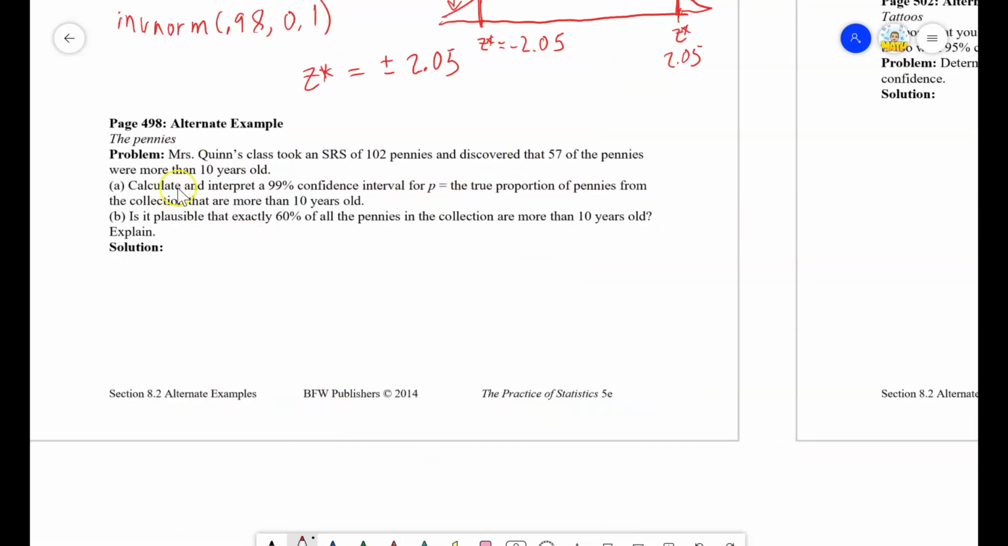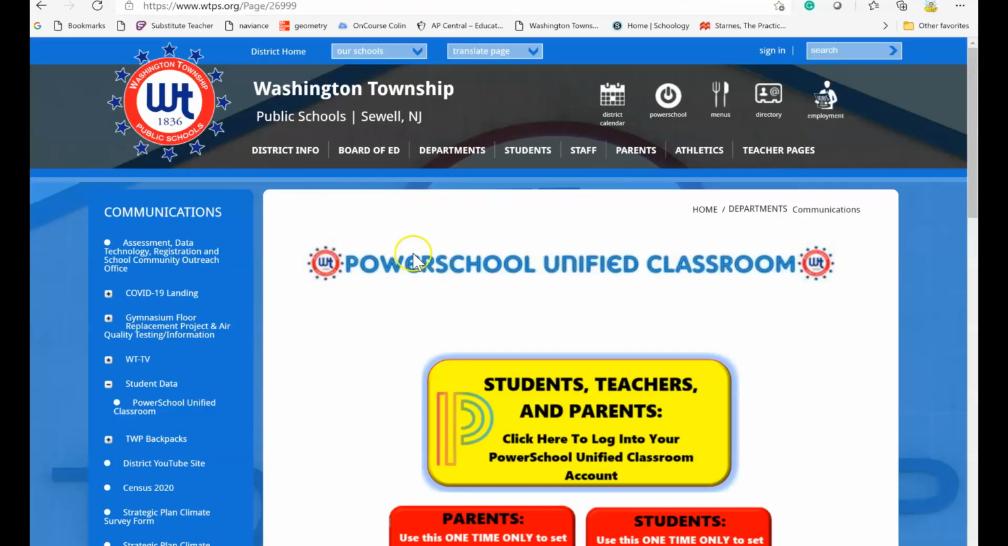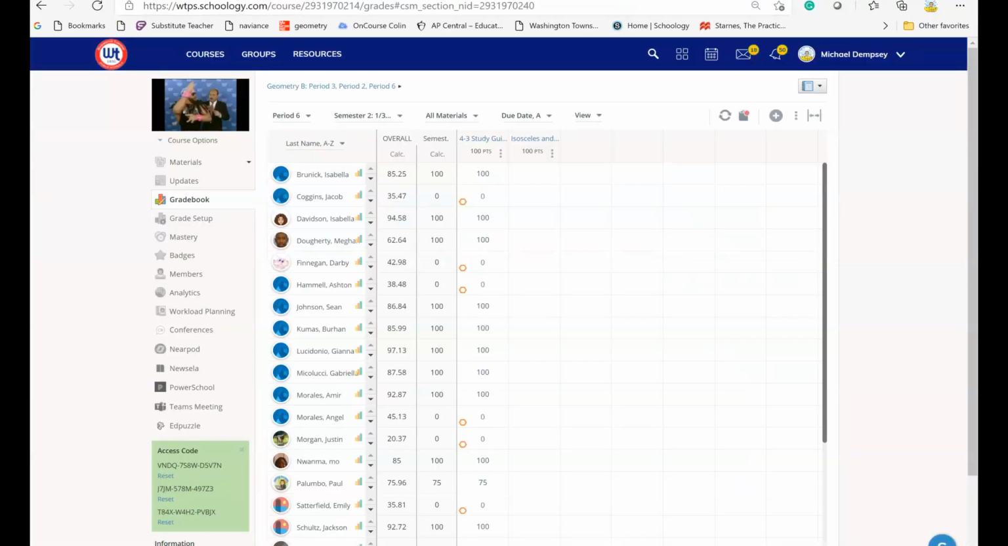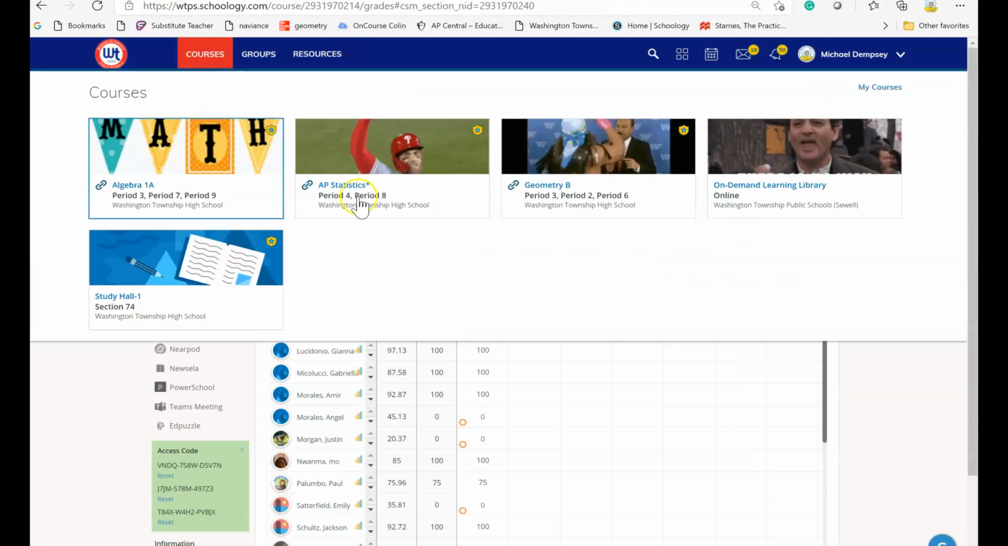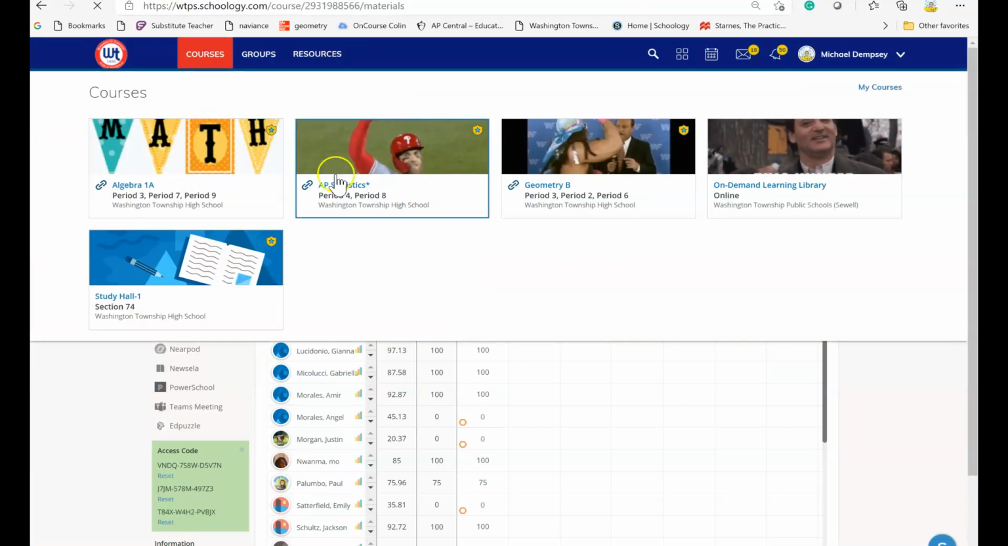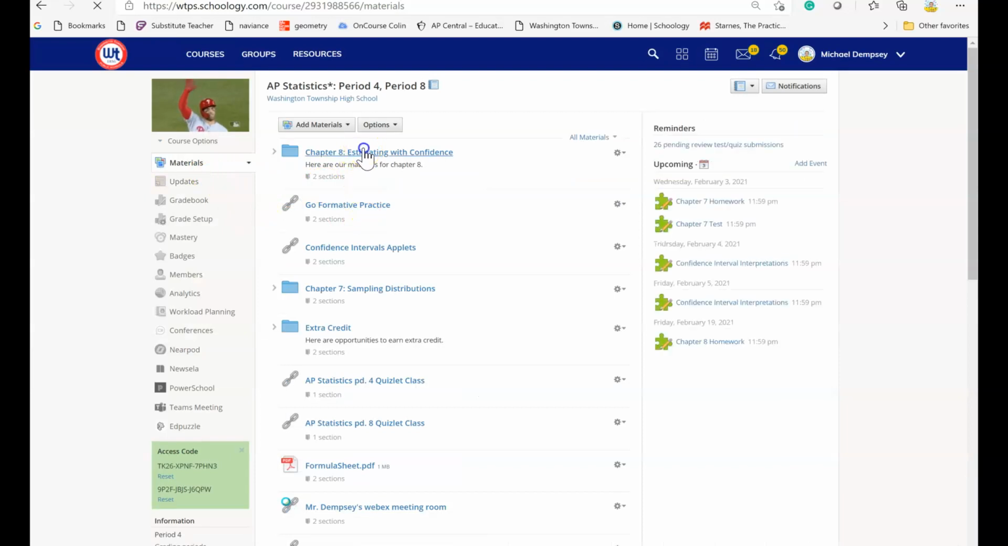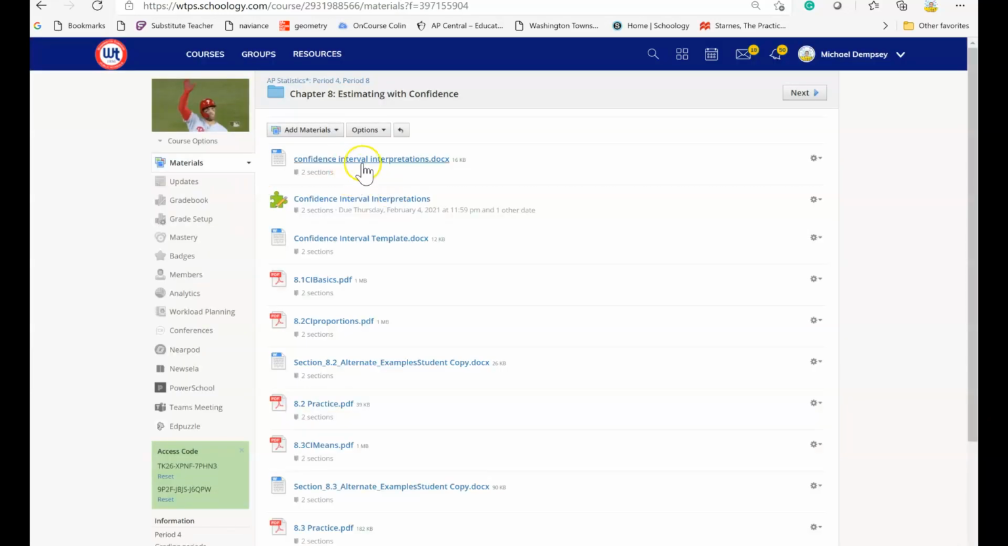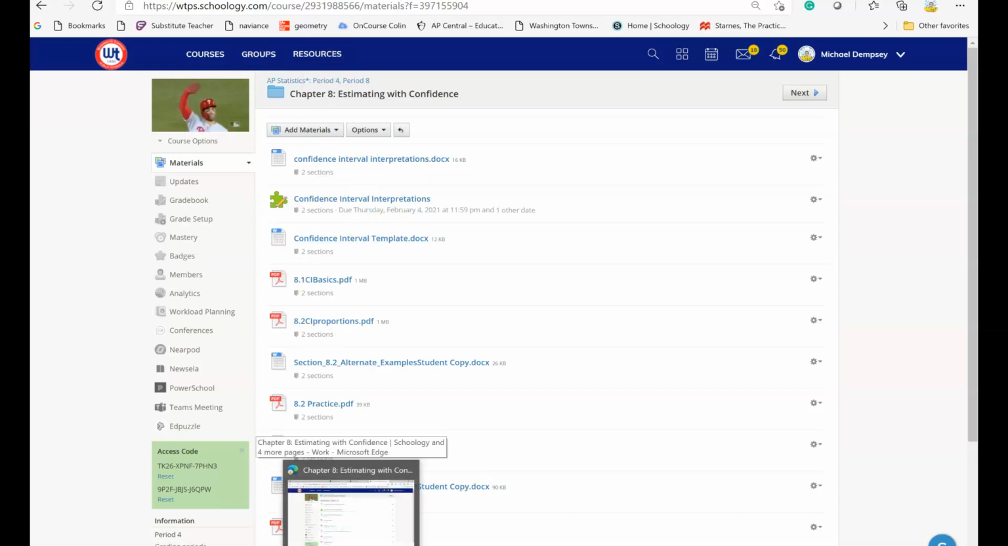Okay, so the first question here says, calculate and interpret the 99% confidence interval for p, the true proportion of pennies in the collection that's more than 10 years old. So I want to show you a tool that I've posted in Schoology for us, AP Stats, under Materials, particularly in Chapter 8, and you'll see this confidence interval template, okay? Anytime you're going to construct and interpret a confidence interval, I'm going to recommend you go ahead and use that confidence interval template. I'll show you how it works.